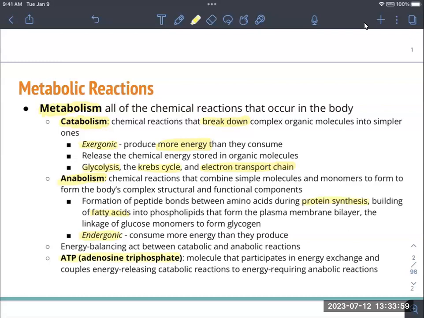ATP, or adenosine triphosphate, is the molecule that we use for energy. We have our adenosine, and then we have 3 phosphates. And these phosphates are all bonded together here. Adenosine triphosphate, we use catabolic reactions to break it apart, and we will use anabolic reactions to put it back together again to make more energy.